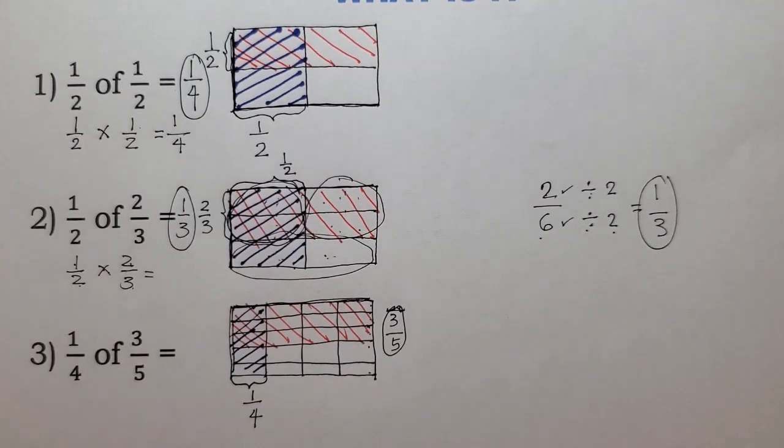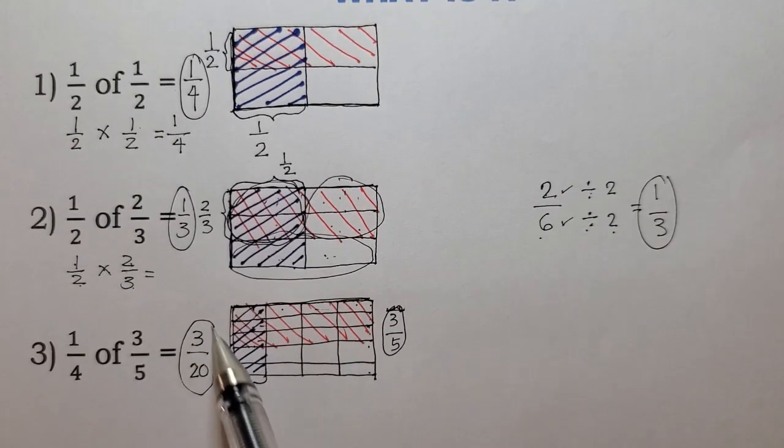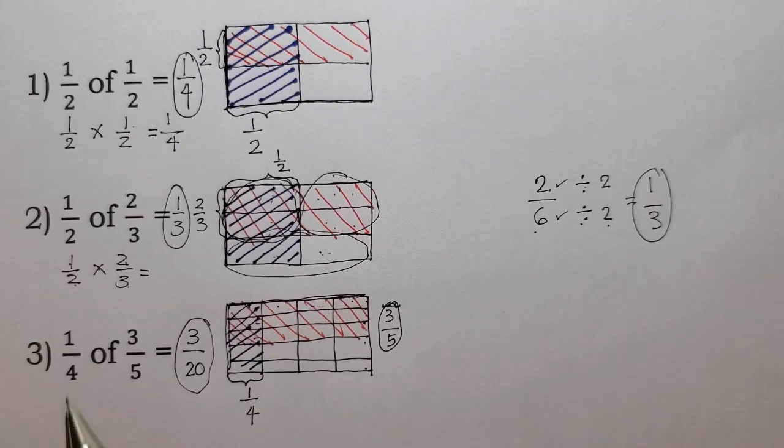Okay, now notice our illustration here. There are 3 parts shaded twice, shaded by blue and shaded by red, 3 parts. And of course, how many equal parts do we have? 1, 2, 3, 4. 4, 8, 12, 16, 20. So there are 20 equal parts. Therefore, if you are asked to get 1/4 of 3/5, that's 3/20. Because, obviously, 1 times 3 is equal to 3, and 4 times 5 is equal to 20. Therefore, the correct answer for number 3 is 3/20.